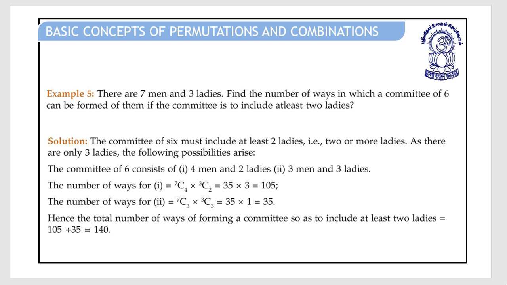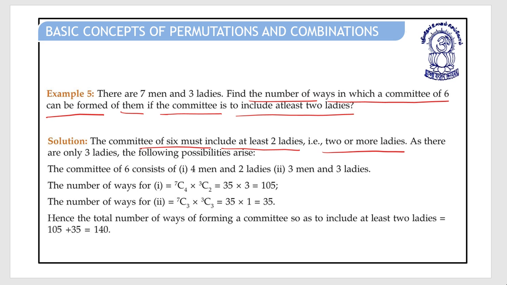There are 7 men and 3 ladies. Find the number of ways in which a committee of 6 can be formed if the committee is to include at least 2 ladies. The committee of 6 must include at least 2 ladies, that is, 2 or more ladies. As there are only 3 ladies, the following possibilities arise. The committee of 6 consists of 4 men and 2 ladies, or 3 men and 3 ladies.